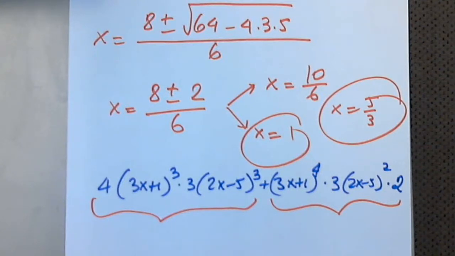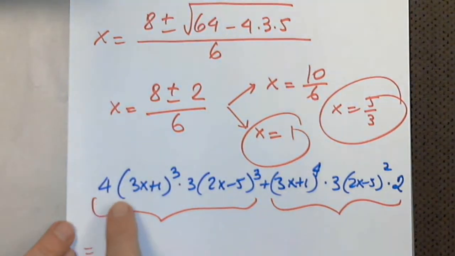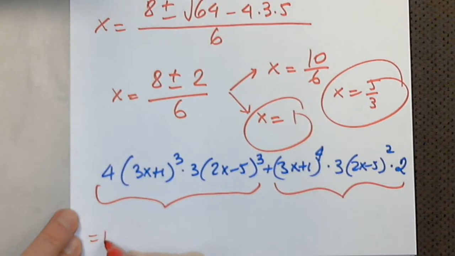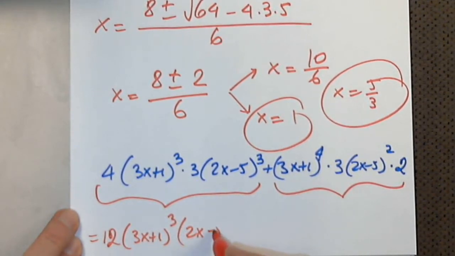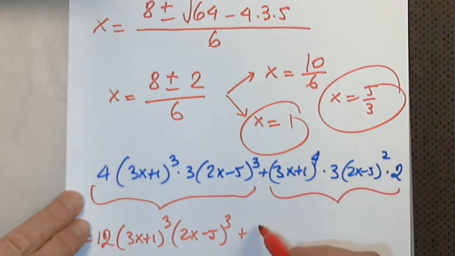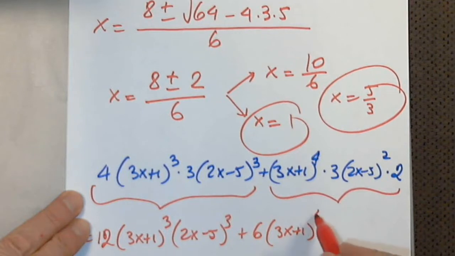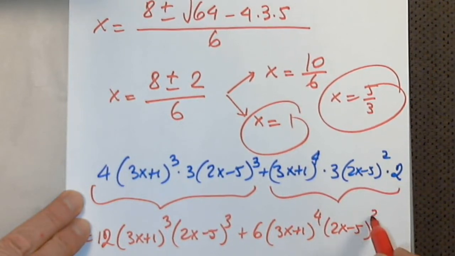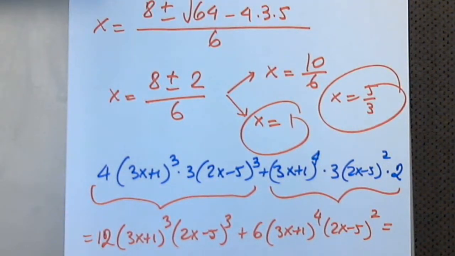Perfect. I will have to rearrange this a little bit because it's kind of spread all over the place. I will multiply 4 by 3. I'm allowed to do that. So it's 12 (3x plus 1) cubed (2x minus 5) cubed. I'm using the associative and the commutative property of multiplication, plus 3 times 2 is 6, (3x plus 1) to the fourth, and (2x minus 5) squared. Do we all agree so far? I didn't do anything. I just condensed those two terms.